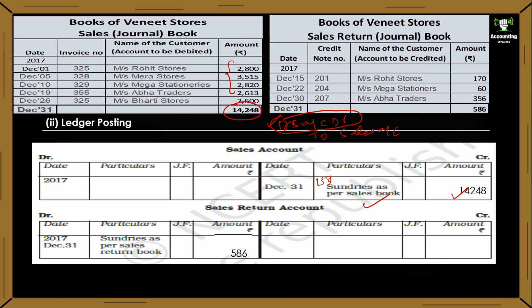Similarly, in the sales return book, what is the entry for sales return? Sales return account debit. When it's credit sales, it is to debtors, right? So here debtors is credited, and the sales return account has to be debited. In the ledger it has to be debited. Similarly, here also we are not going to take debtors separately. We are going to take only the total amount and put it in the sales return account. So here on December 31, 2017, to sundries as per sales return book 586. With this, we are completing the sales and sales return journal book.